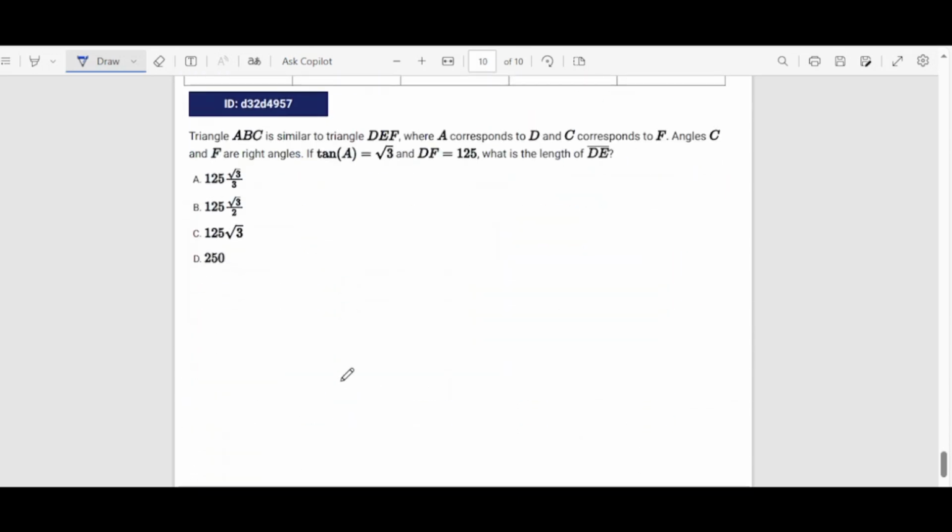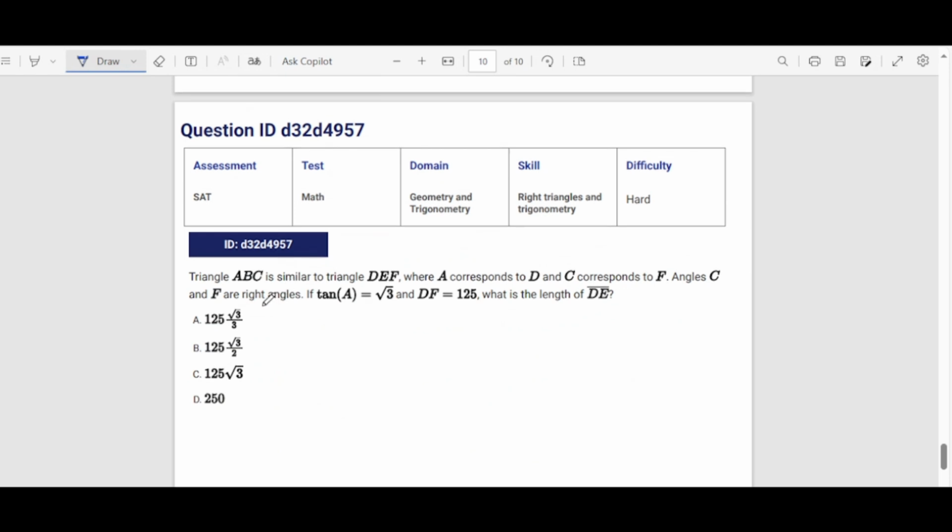Next question. So this is our last question, question number 10. Triangle ABC is similar to triangle DEF, where A corresponds to D and C corresponds to F. Angles C and F are right angles. All right, so again, let's draw it. So they told us C and F are right angles. All right, A, B, C, and D, E, F.